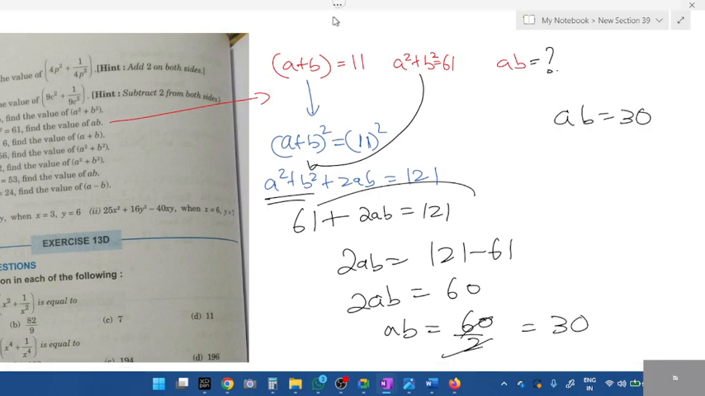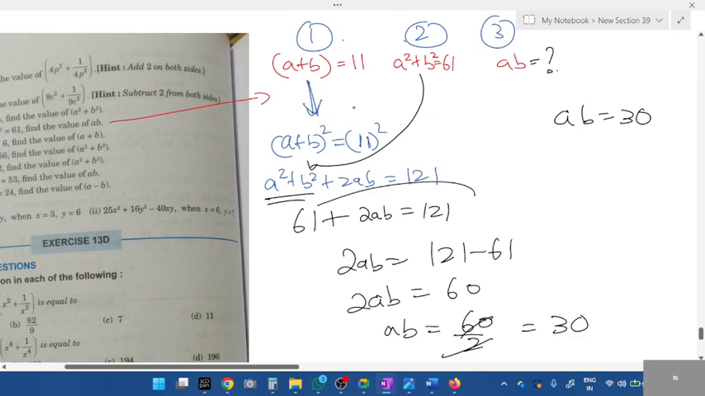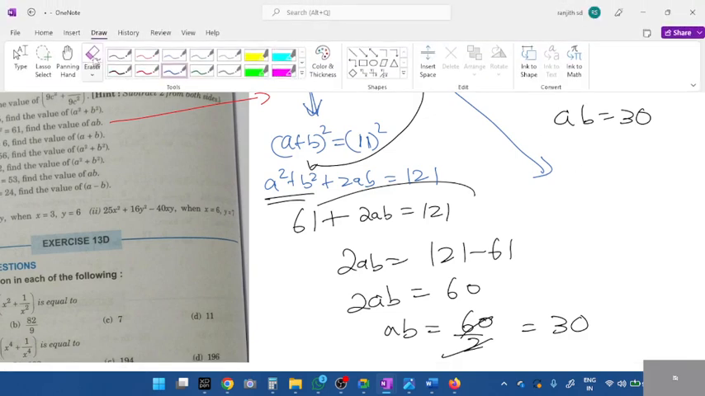So, total how many things are there, students? If you understand that, the concept is easy. Total how many things are given? 1, 2 and 3. Out of these three things, which two have values? The first one and second one have values. We need to find the third one, right? Use the formula. Take the first one, square it on both the sides. You can't take the second one and square it. It is already squared. The degree is already 2.